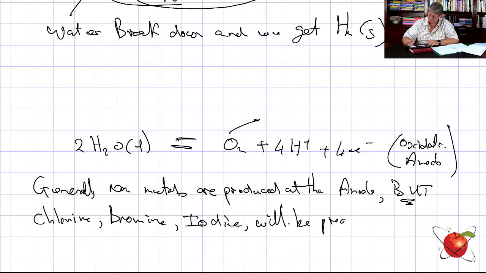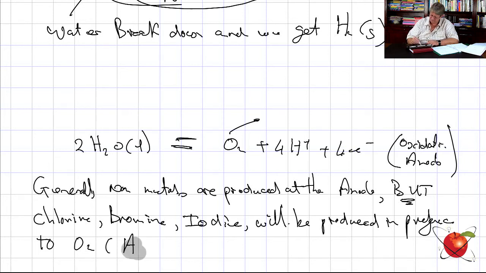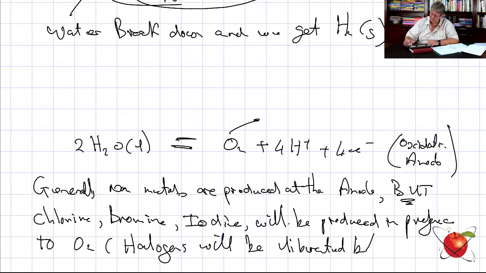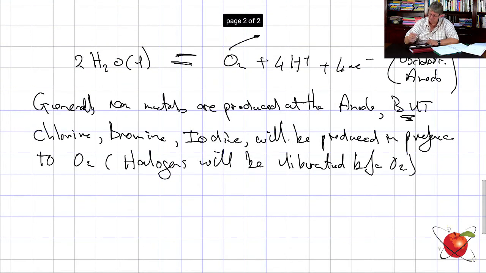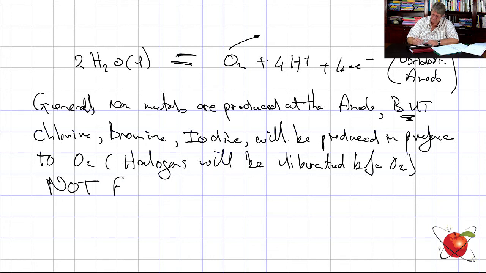Will be produced in preference to O2. So if there are halides, therefore the halogens will be liberated before O2, but not fluorine, not F2 gas. No, it's too far down. All right. And also O2 will be liberated.